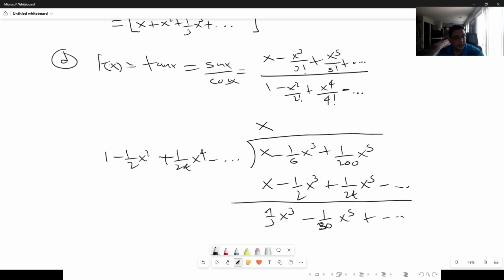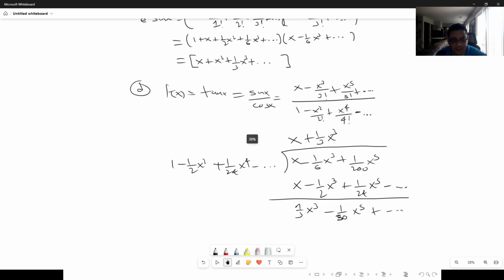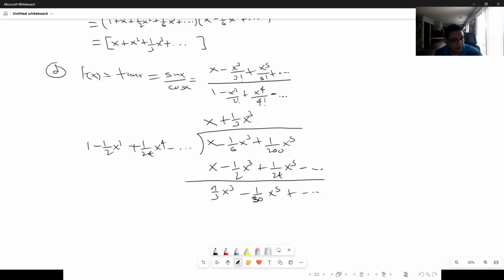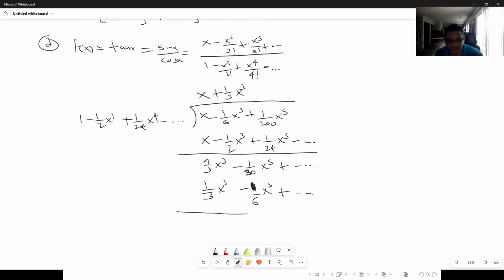gets me this, and so now I go with the next term, 1/3 x cubed here, to continue my long division. If I continue my long division here, this is going to be 1/3 x cubed minus 1/6 x to the 5, and then plus, and so on. I just do a couple terms, but I try to keep track of the terms that I need to get to the next one.